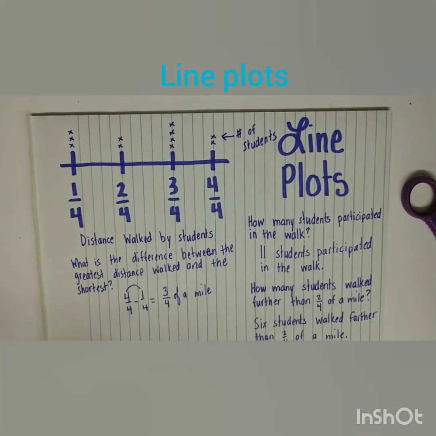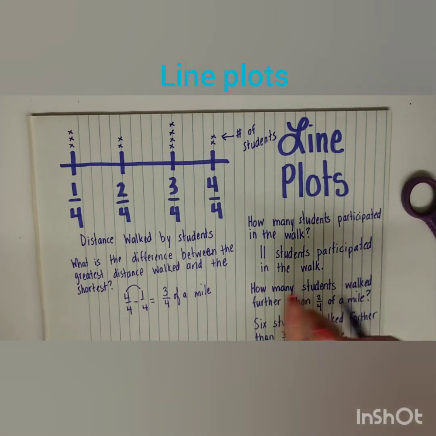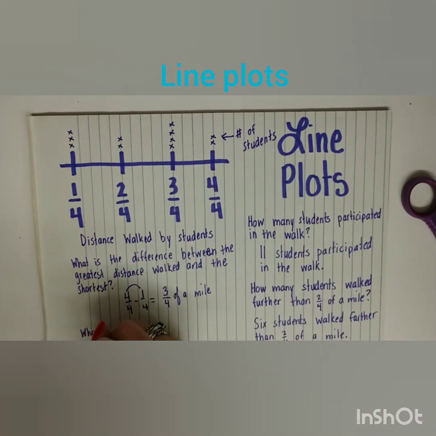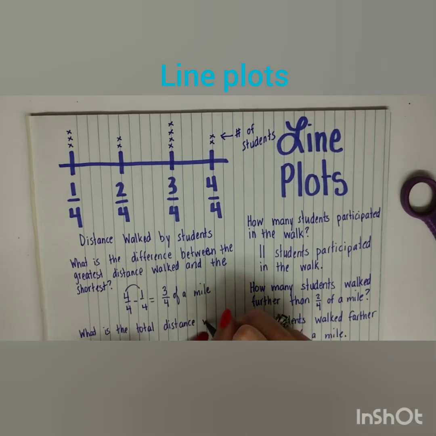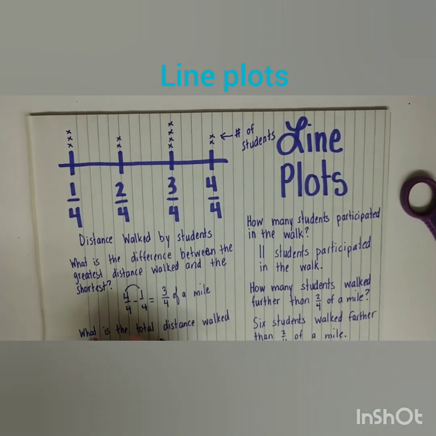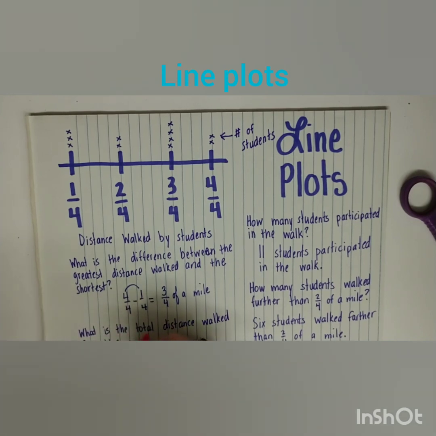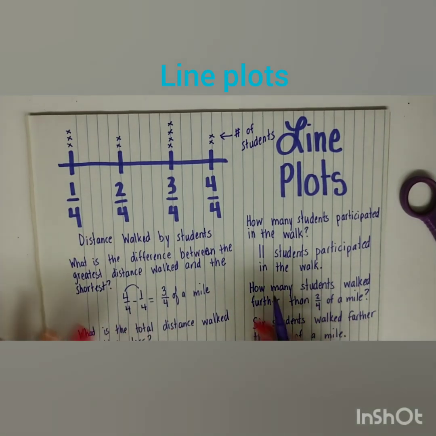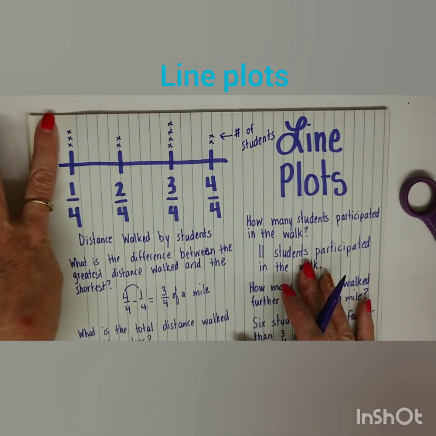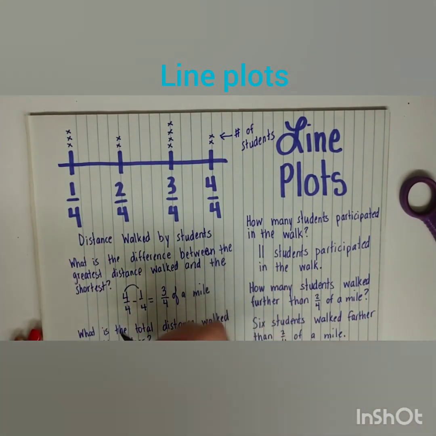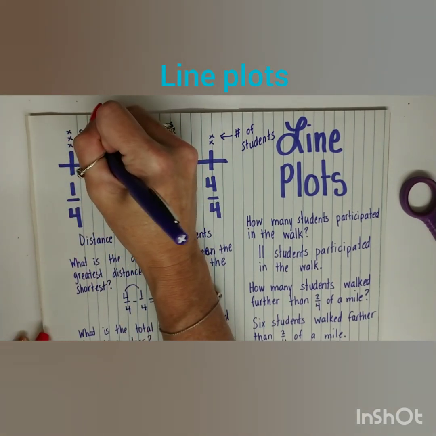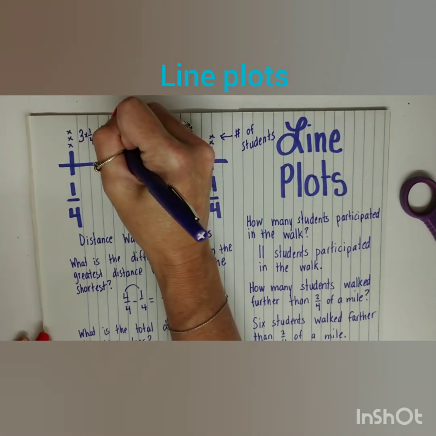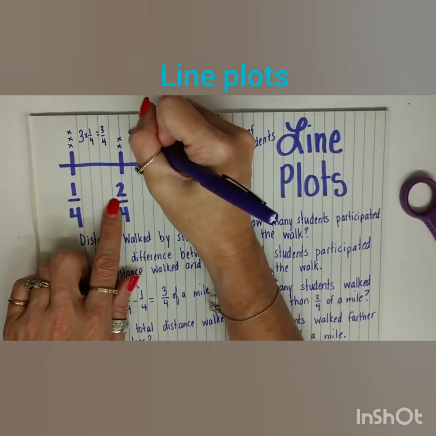Another question that may be asked is, what is the total distance walked for the class? So this particular problem is taking the distance times the number of students. So this is a several step problem. The first one here is 1/4 times 3, because there's 3 students. So 3 times 1/4, which equals 3/4.